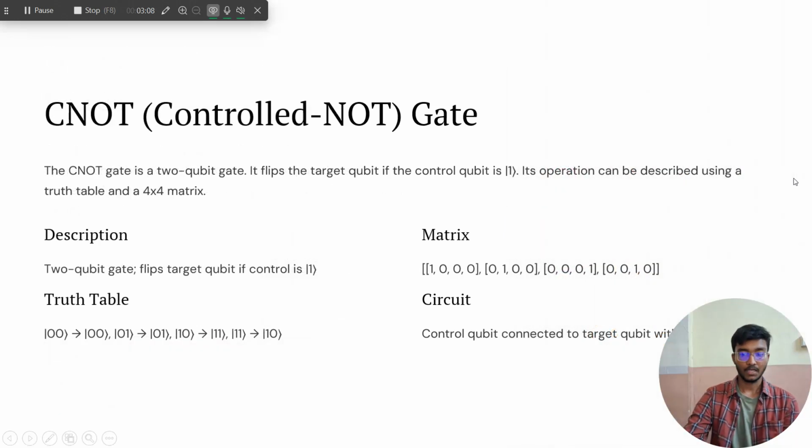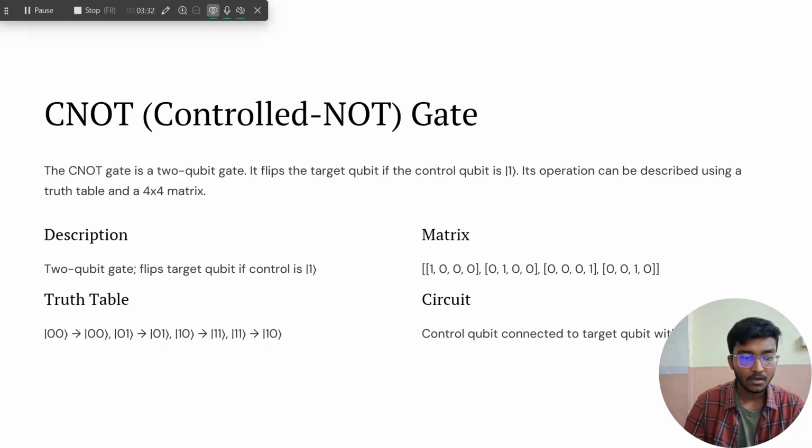Okay, so we are now here with our first gate, that is CNOT, the controlled NOT gate. As the name suggests, it has a control and a NOT gate. The CNOT gate is a 2-qubit gate. It flips the target qubit if the control qubit is ket 1. Its operation can be described using a truth table and a 4x4 matrix. So you can see here, it is a 2-qubit gate.